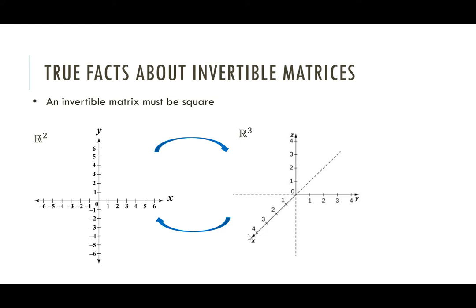Let's think first just from R2 to R3 and back. If you had a matrix or a linear transformation from R2 to R3 and then back, I'm claiming that you can't have an invertible matrix that does it.